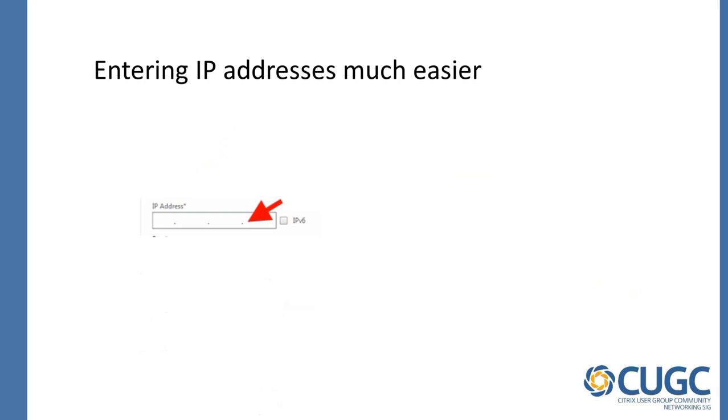Entering IP addresses. This is much easier. So with older firmware, if you've ever had to copy and paste a lot of IPs into your NetScaler config, you'll know these dots kind of get in the way. It causes you to have to kind of clear everything out and then put it back in for it to really stick. With the newer firmware, that formatting is now gone, so now you can easily copy and paste IP addresses.